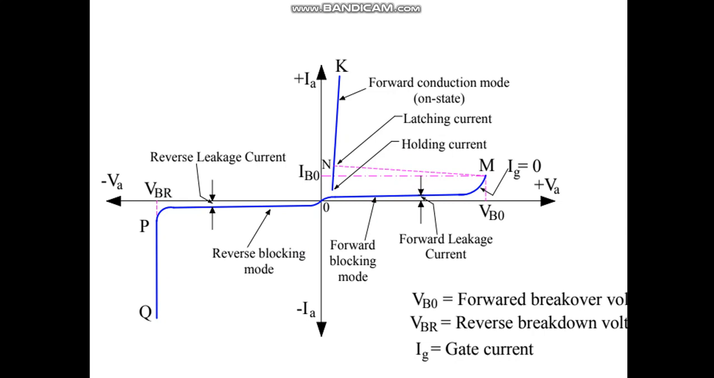Already we discussed. Initially, when the gate pulse is not applied, or when the gate switch is in open position, that is the forward blocking mode. In this region, only internal carriers will flow from anode to cathode. During this condition, junctions J1 and J3 will be in forward bias and J2 will be in reverse bias.